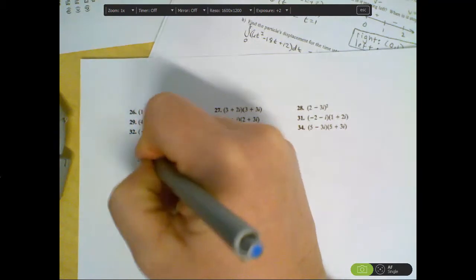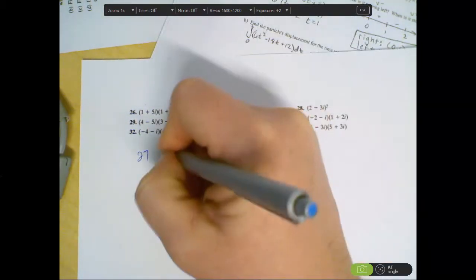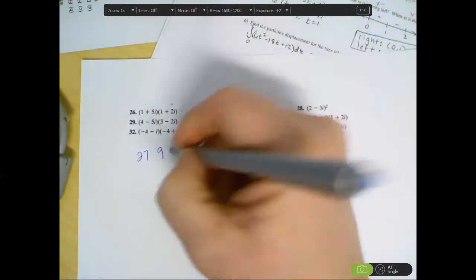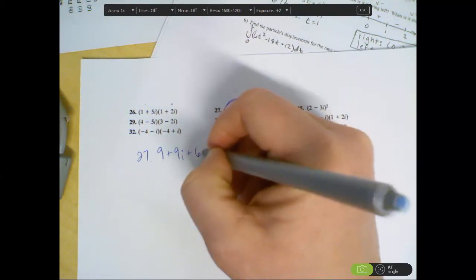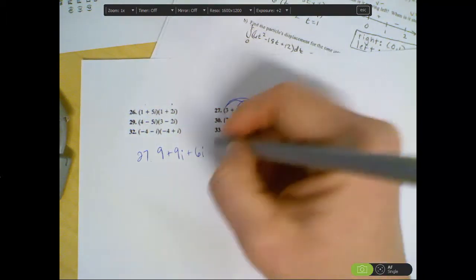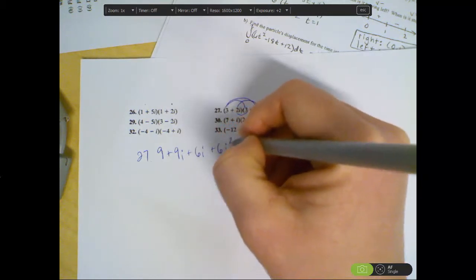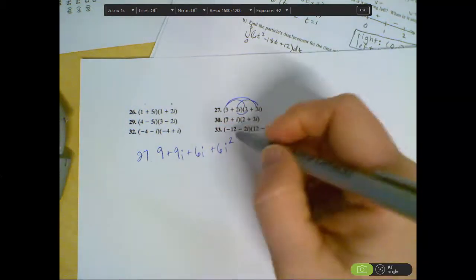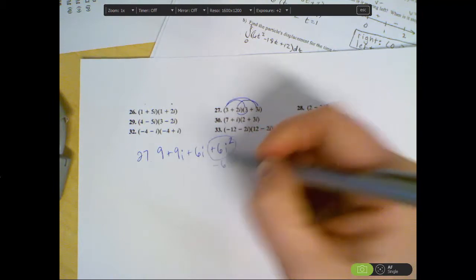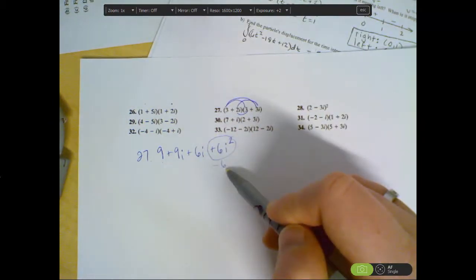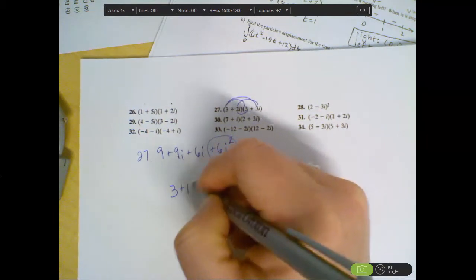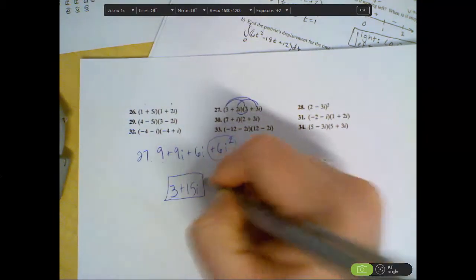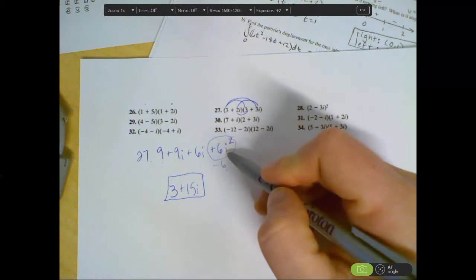For 27, 3 times 3 is 9. 3 times 3i is 9i. 2i times 3 is 6i. 2i times 3i is 6i squared, so this becomes negative 6. And when you combine them, 9 minus 6 is 3, and 9i plus 6i is 15i. A lot of people don't write the squared here. I don't understand.